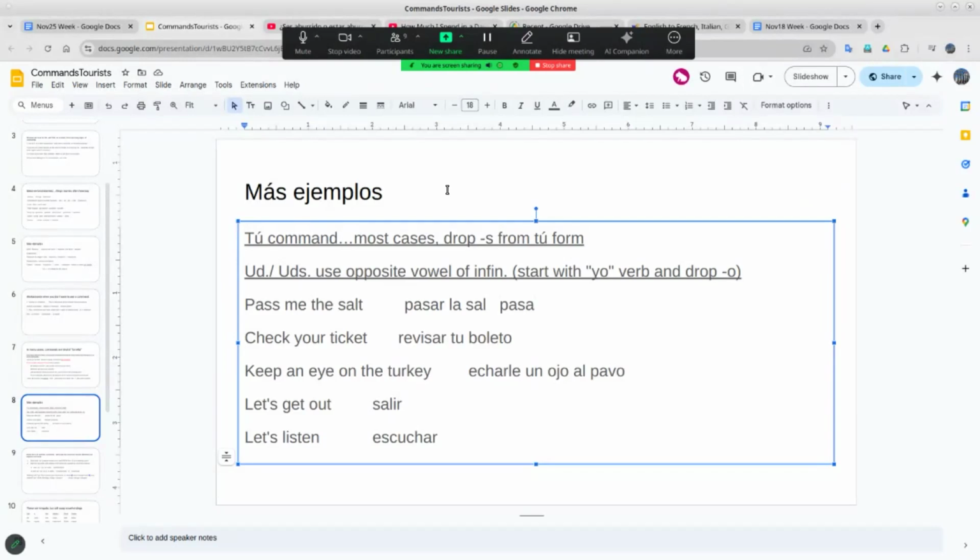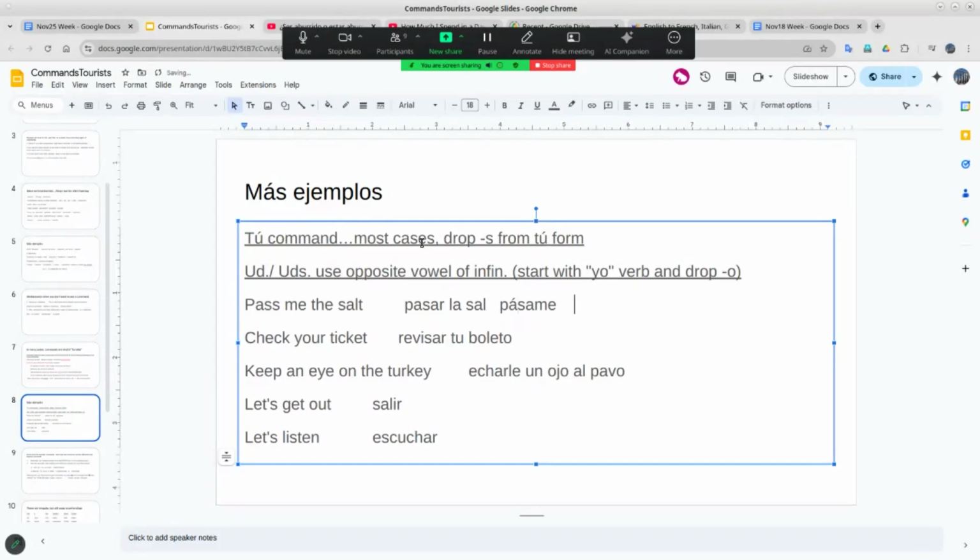right? So we're going to tag on the little me idea. Pasa, pásame. Pásame. And if we're writing it in writing form, it's got to have that accent mark. You don't need to know that for speaking, but you do for writing. Pásame.